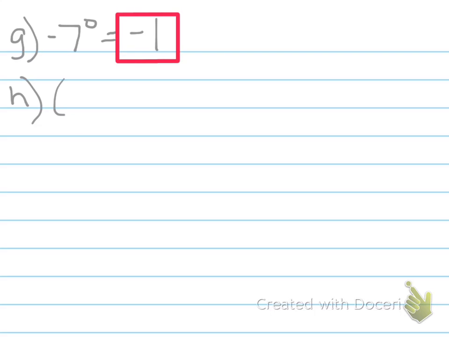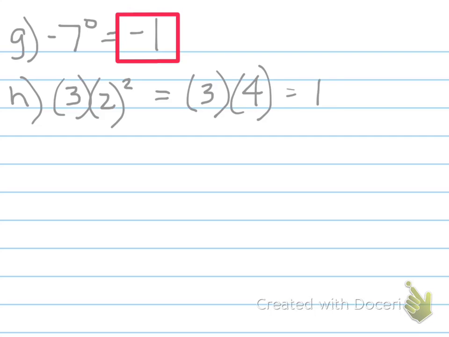H, 3 times 2 squared. Remember to do order of operations, exponents first. 2 squared is 4, so this becomes 3 times 4, which is just 12.